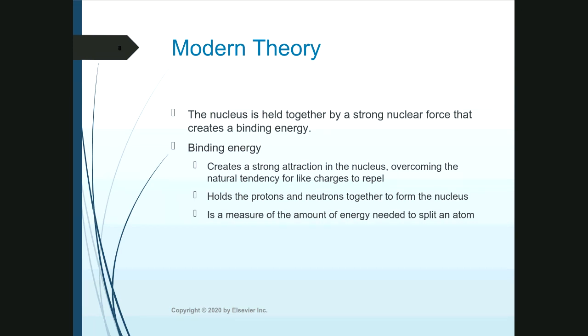And then you also have binding energy that holds the electrons on the orbital shell. But before we get there, it creates a strong attraction in the nucleus, overcoming the natural tendency for like charges to repel. It holds the protons and neutrons together to form the nucleus. It also is a measure of the amount of energy that you would need in order to split an atom.